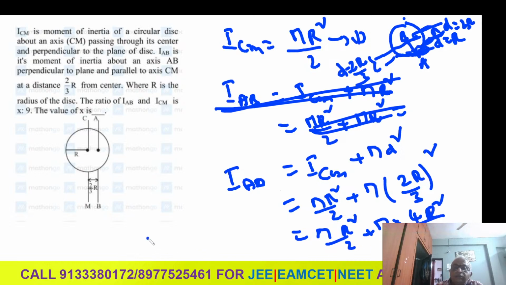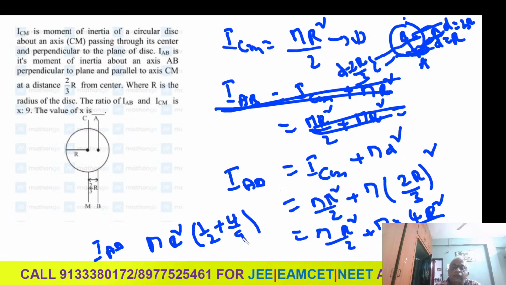If you take mr square common, how much IAB value are you going to get? You get 1 by 2 plus 4 by 9. So 18 is the LCM, 9 plus 8, 17. 17 by 9. IAB is nothing but mr square into 17 by 9.